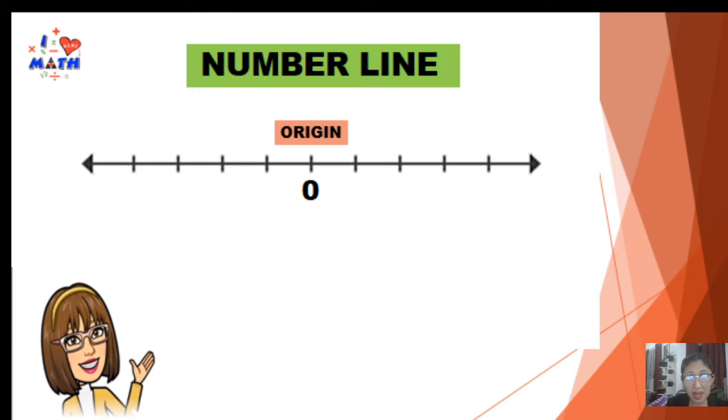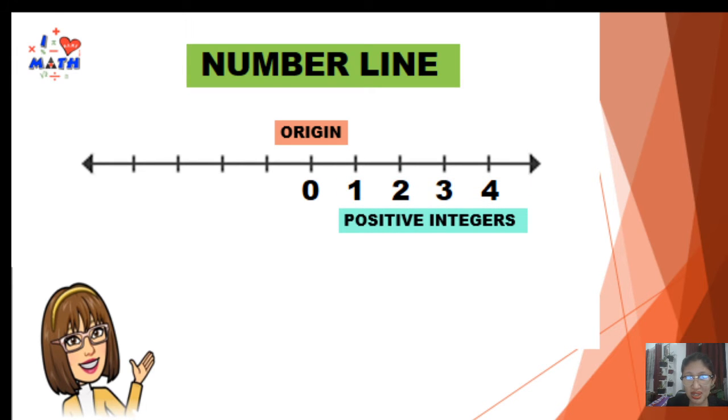From 0, we have the numbers to its right. We have 1, 2, 3, 4. These numbers are what we call the positive integers. It extends infinitely to the right of 0.